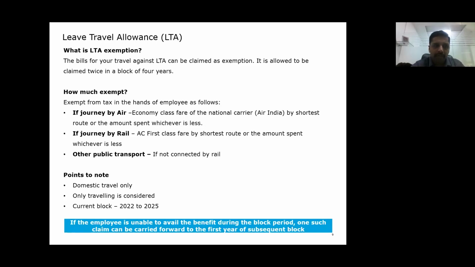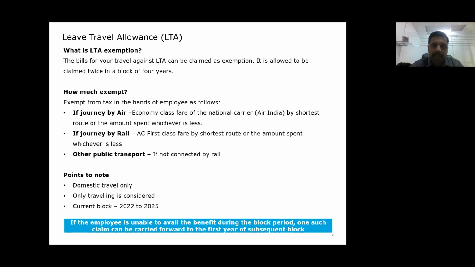Then the 4-year block which I mentioned, the current block is from 2022 to 2025. So then the next question is, sometimes employees will come back saying that in the last block, I have not availed both the journeys. So I have availed only one or I have not availed at all. So what happens to my journeys which I have not availed?